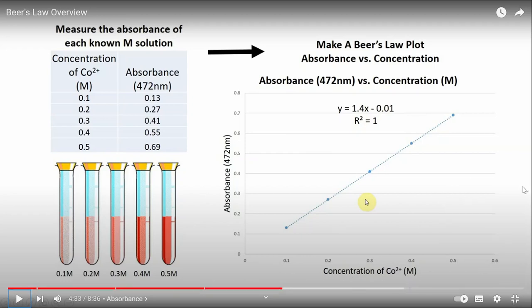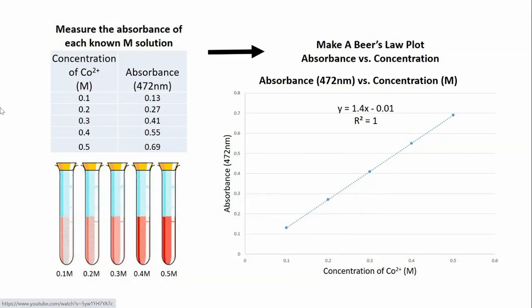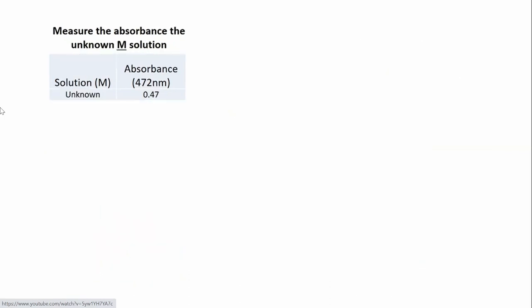So let's just carry on with this. Once I have this plot, I can use it to figure out the concentration of my unknown. The way I do that is I take that same unknown solution, I put it in a spectrometer, and I measure its absorbance at exactly the same wavelength, 472 nanometers, or that green light. When I did this for this example, it comes out to 0.47. So that's our unknown now.